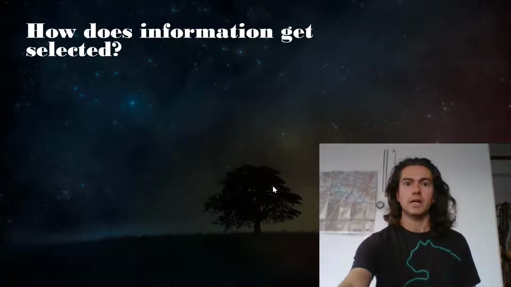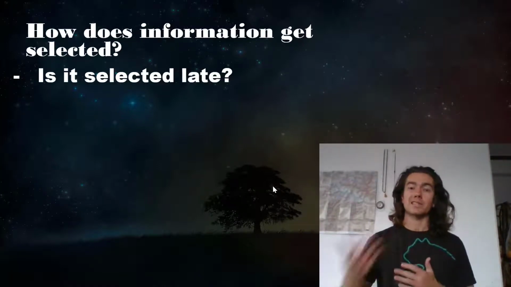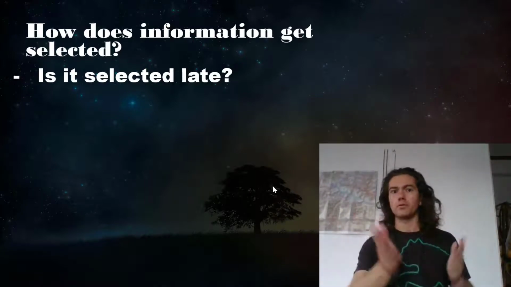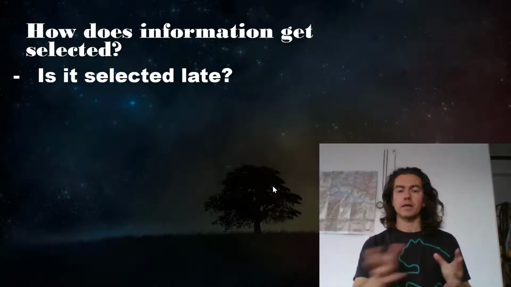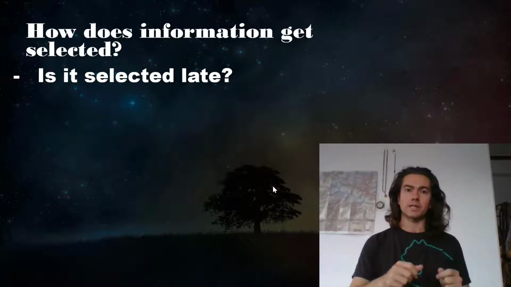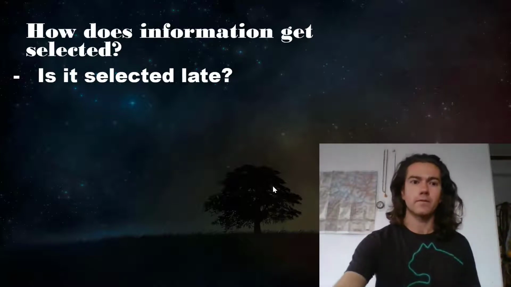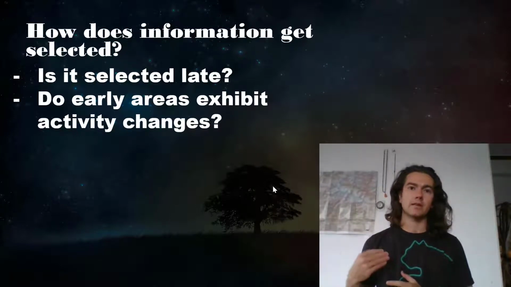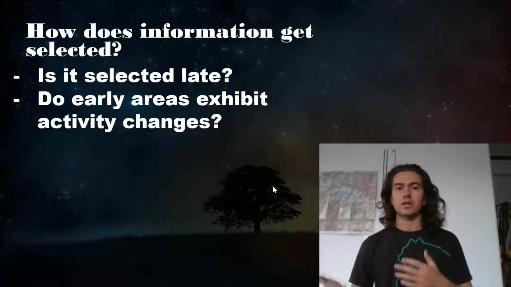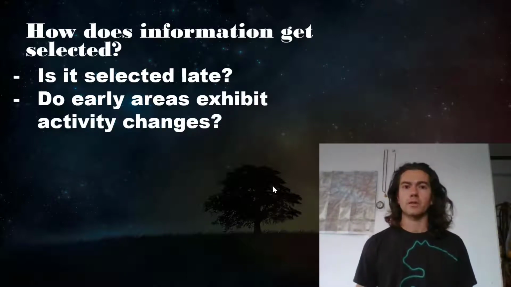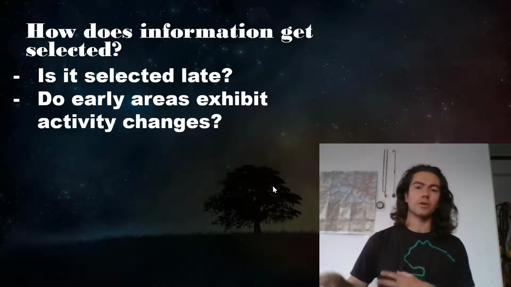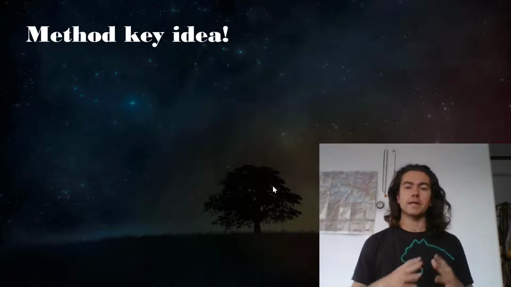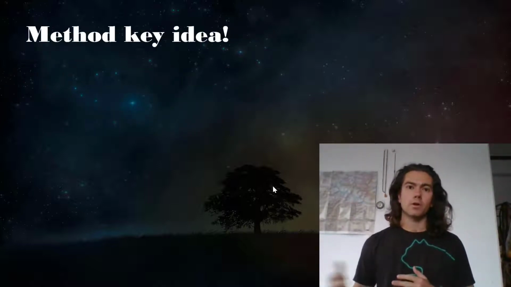How does information get selected? Is it selected late? Does information make it all the way up to high areas of cortex, and then these high areas of cortex select which pieces they want? Or do early areas exhibit activity changes? Is it that we have down selection or filtering of information coming into consciousness happening even at really early areas of processing?